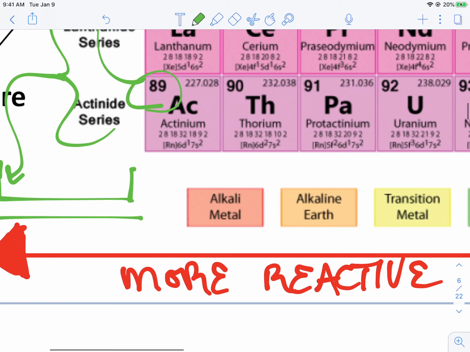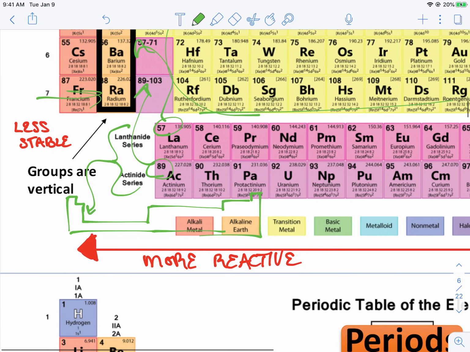So then you go to the big yellow block, which has a name, but I'll get to that. Then we get to the non-metals, and then we have helium right there. Okay, so the real periodic table is really long. So why did I bring these guys down?